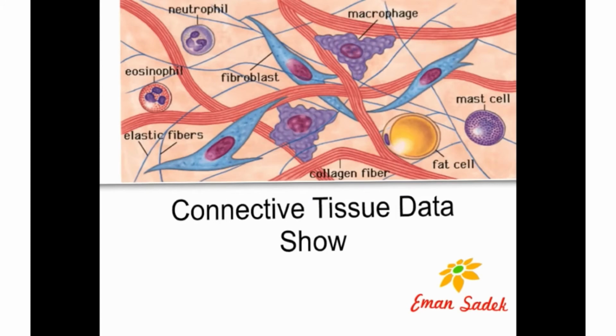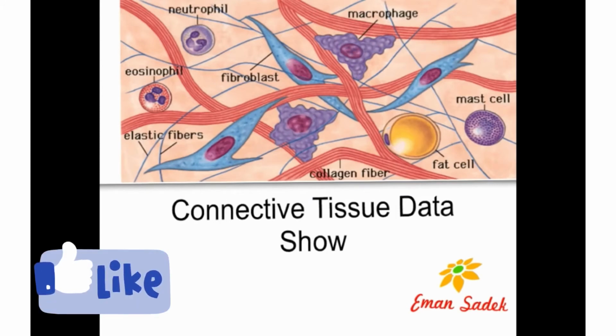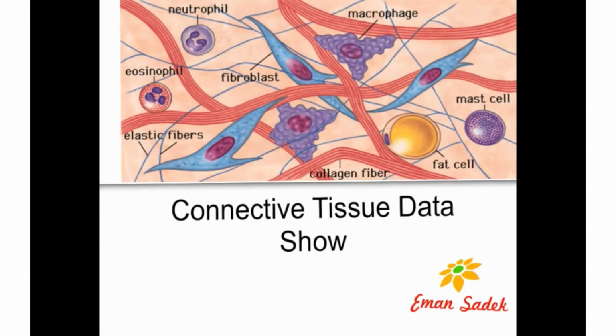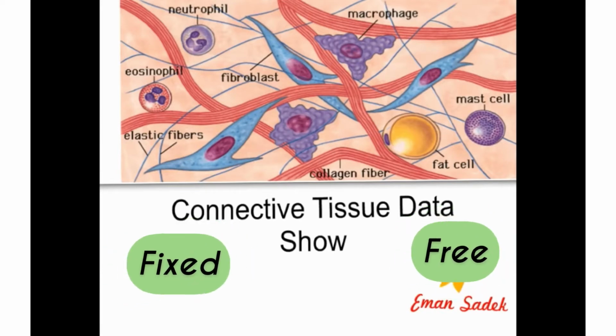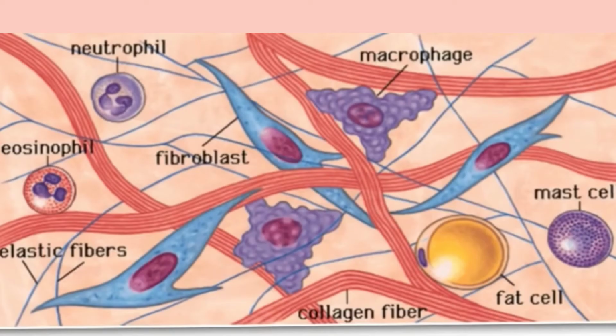Here, this is a picture for the connective tissue proper, which is composed of cells, fibers, and matrix. Cells here are of two types, fixed and free. The fibers are of three types: collagen, elastic, and reticular. And the matrix here is characterized by being soft or jelly-like.